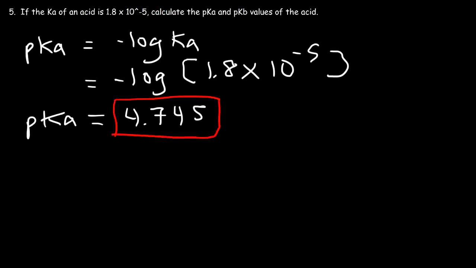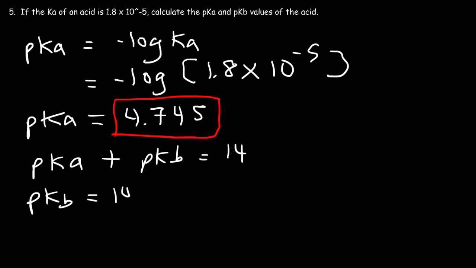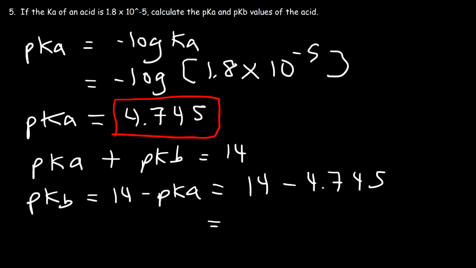Now let's focus on the second answer. What is the pKb value? Now pKa plus pKb adds up to 14. So to calculate the pKb value, it's going to be 14 minus the pKa value. So that's 14 minus 4.745. And so the pKb value of this acid is 9.255. And so that's the second answer for this problem.